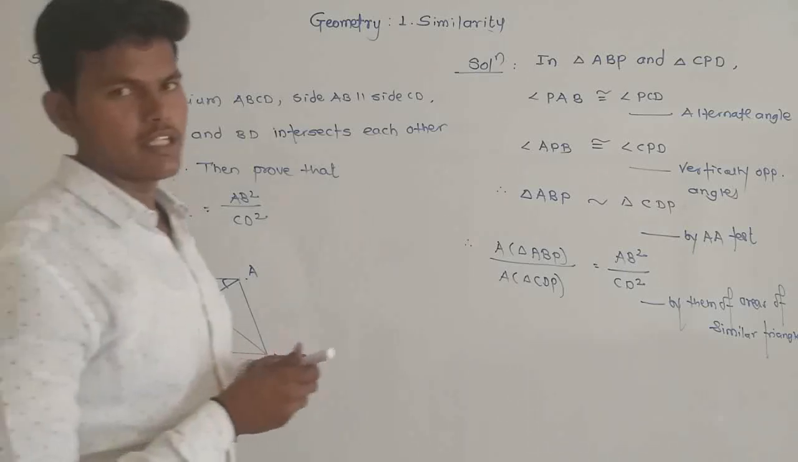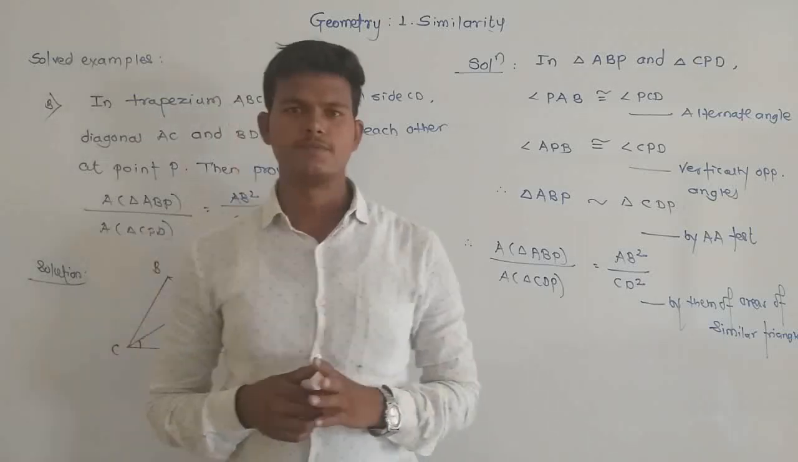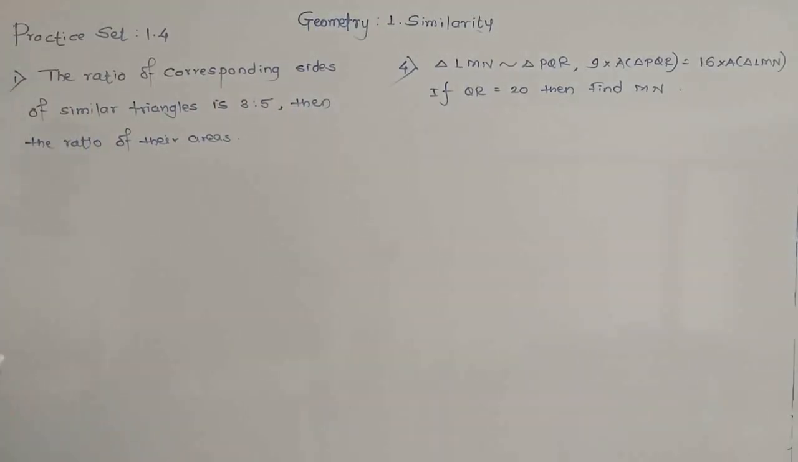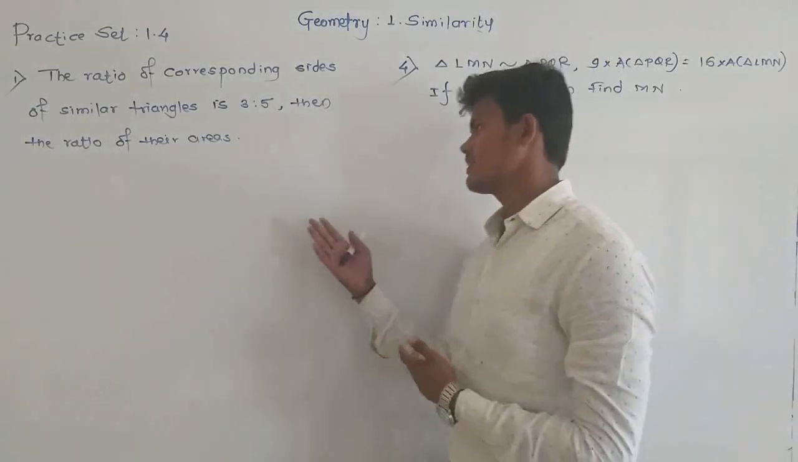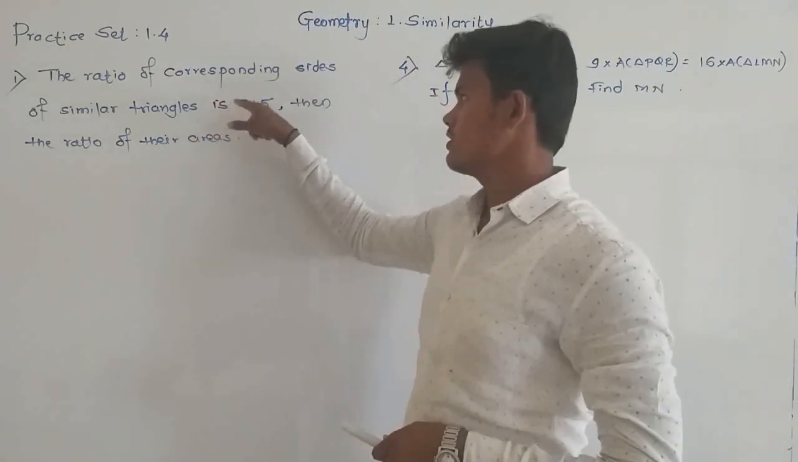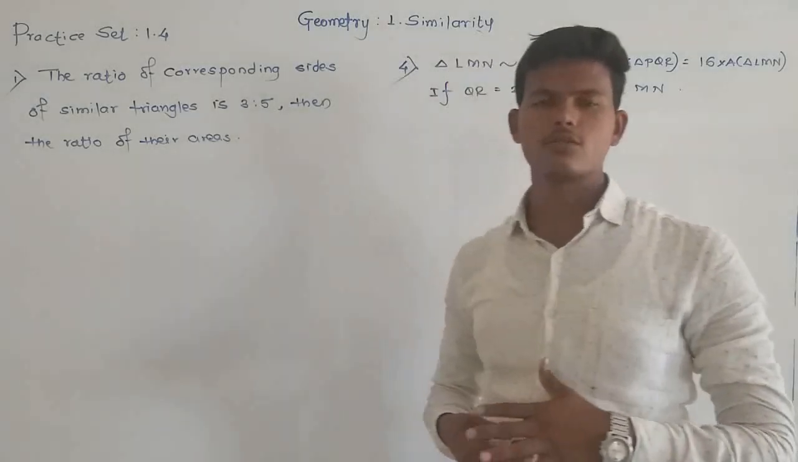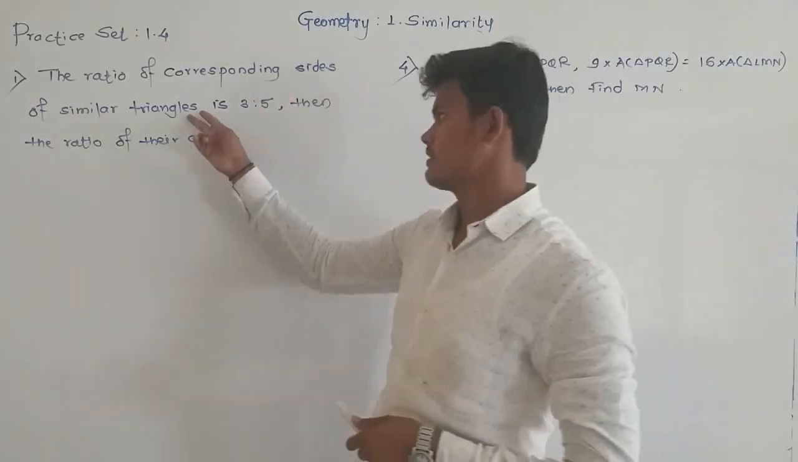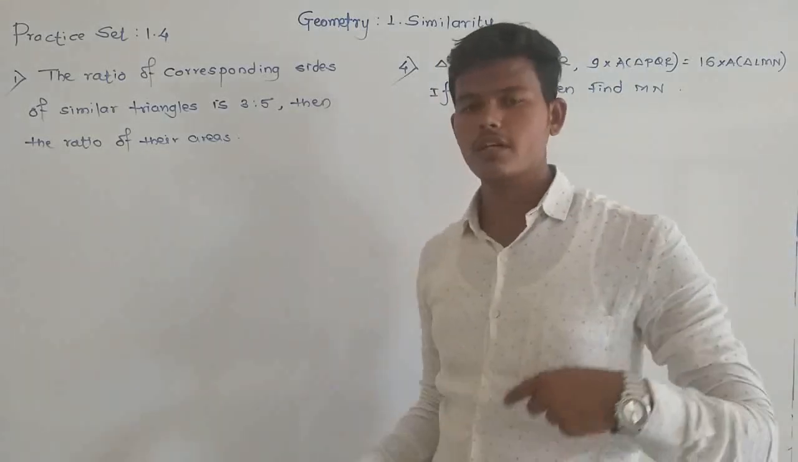Now we are starting the last practice set of our chapter, that is 1.4. Practice set 1.4, question number first: the ratio of corresponding sides of similar triangles is 3:5. Then find the ratio of their areas. The given statement is the ratio of corresponding sides of similar triangles. That means two triangles are similar, and we are given the ratio of their corresponding sides, and we have to find the ratio of their areas.